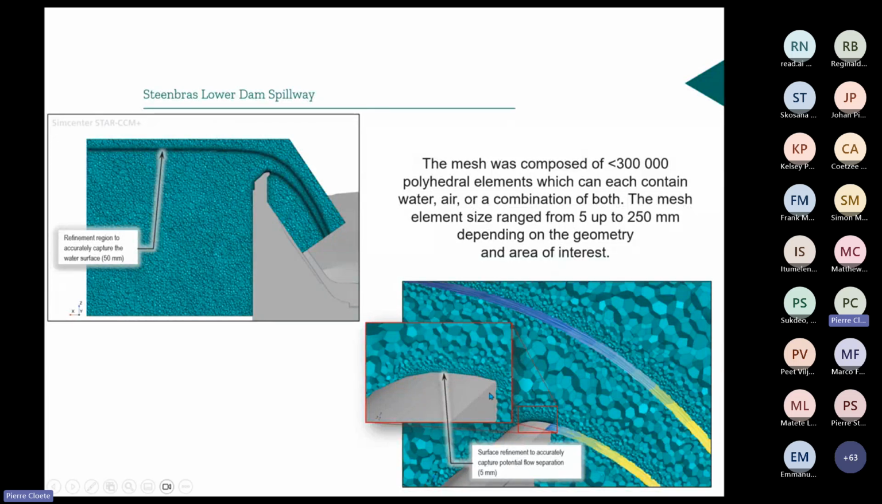The 5 millimeter cells were actually placed on that upstream face or the OG crest of the spillway, so that we could determine if there was any separation of flow from that crest during high flow conditions, which was not present. But using a small enough cell size, we could at least try and see that result.